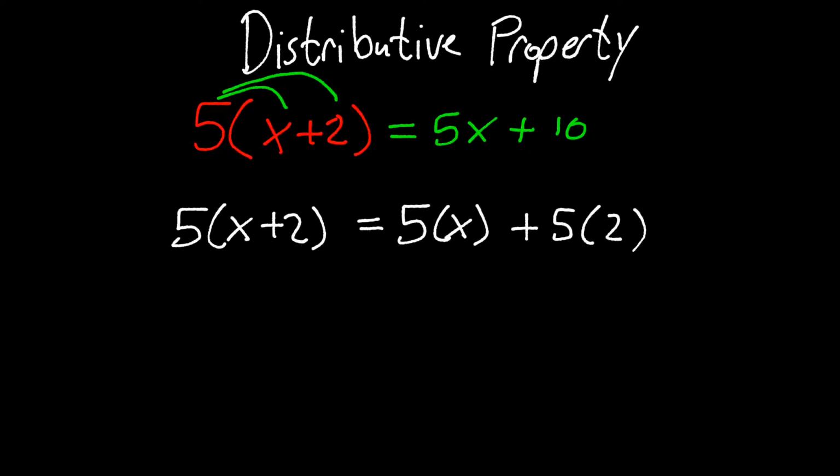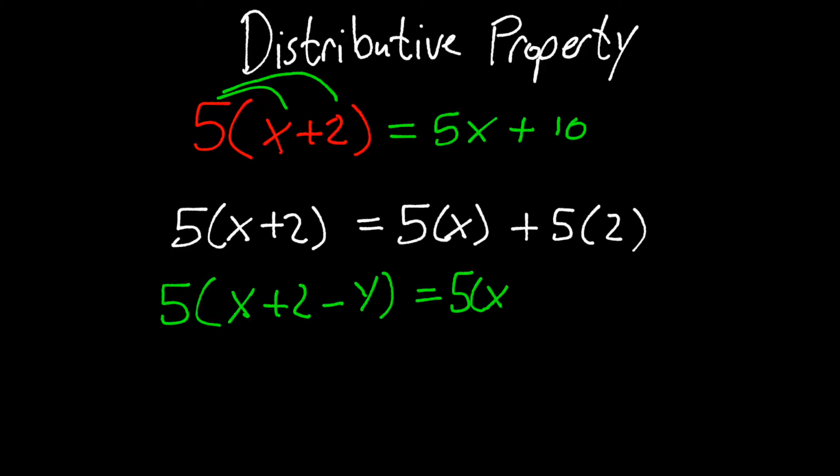That is what happens with the distributive property, and it doesn't have to happen only twice. If we were to have, let's say, 5 times x plus 2 minus, let's go with y, this would distribute into 5 times x plus 5 times 2 minus 5 times y. So the distributive property will work for any amount of terms inside the parentheses, and we can even have subtraction in there, and it will distribute out just fine.